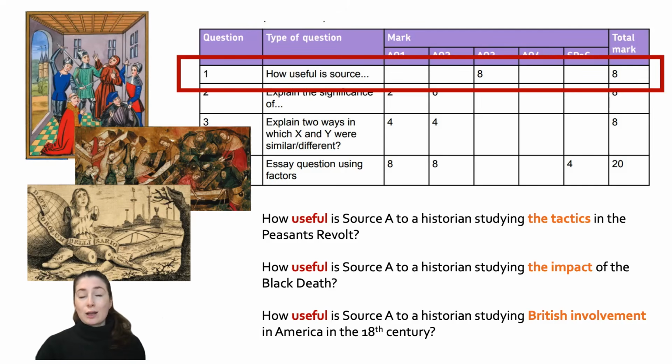So I need to look at that source and only come up with points about tactics. How does it show me tactics? Or for the Black Death, how does this show me the impact? That's really, really important. And then finally, you'll obviously have your event. They might give you a time period, but they're probably just going to give you the event.